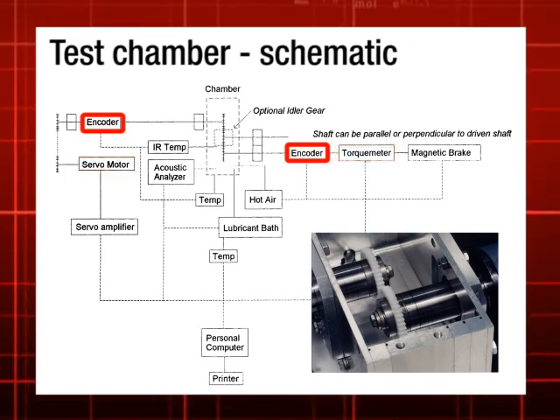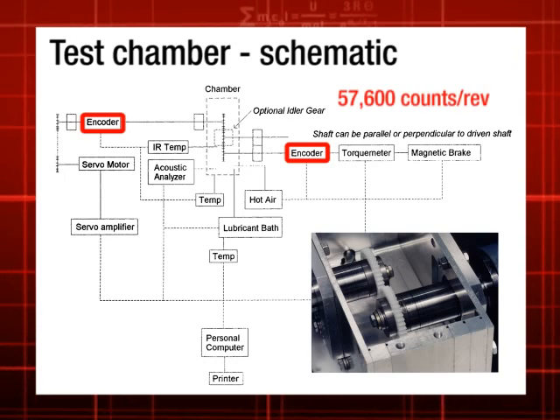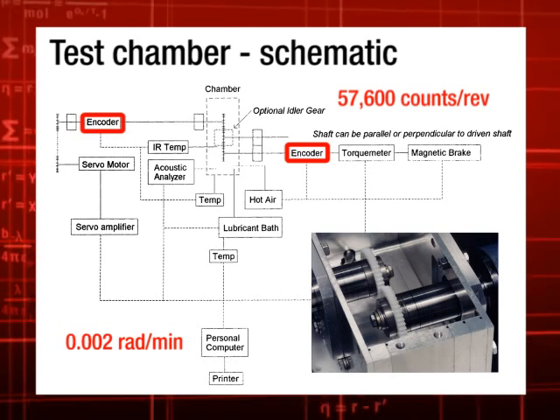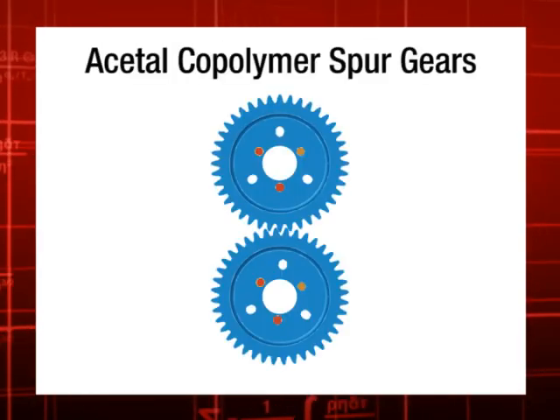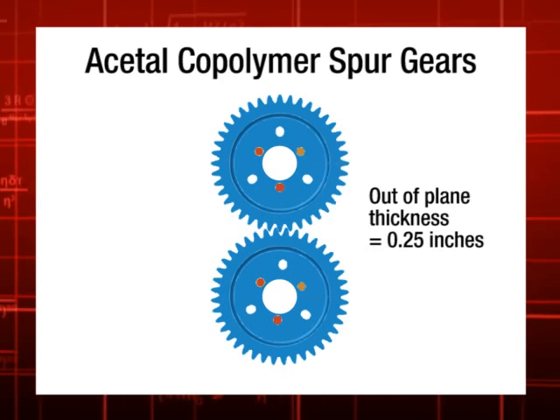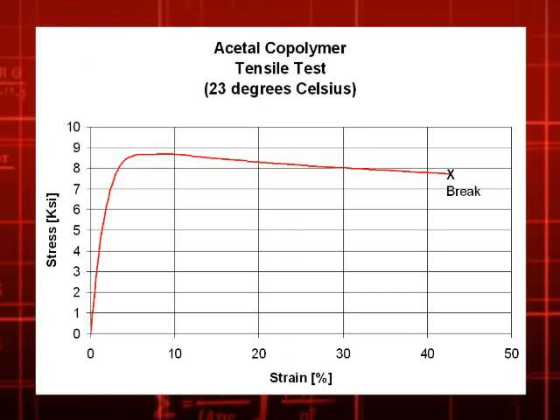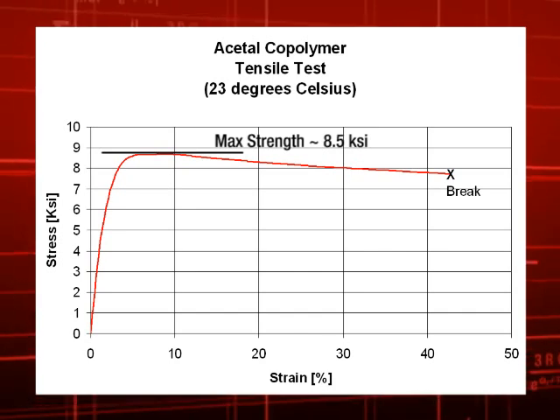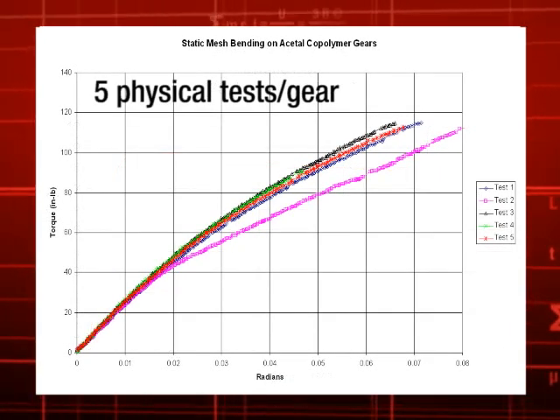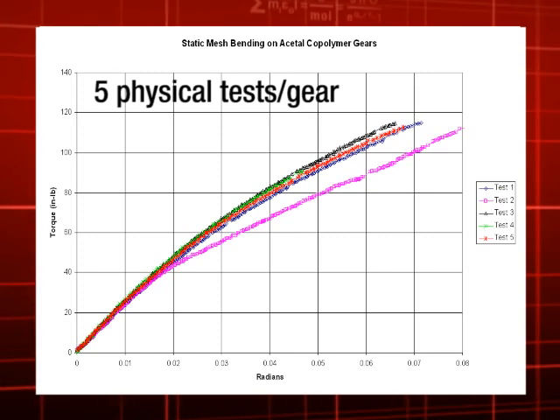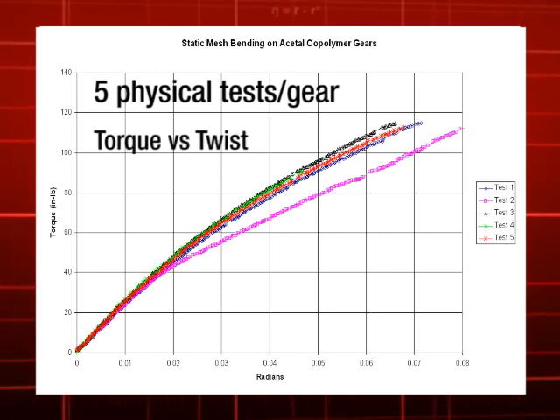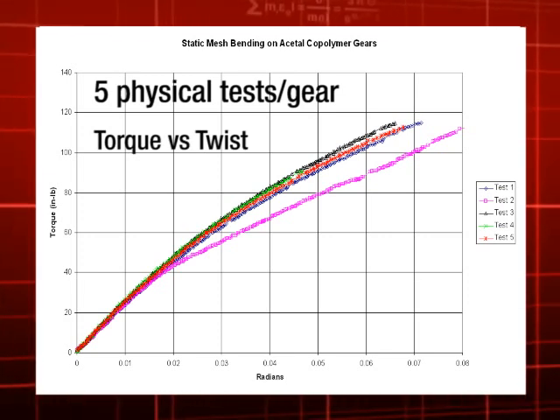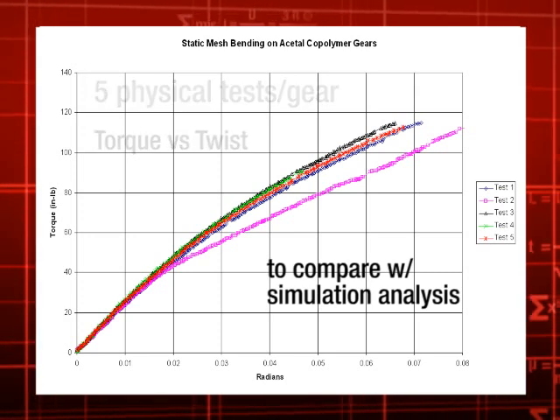These encoders have a positional accuracy of about 60,000 counts per revolution, and the rate of loading was about 2,000 radians per minute. The outer plane thickness of the gear rim is about 1/4 of an inch. The stress-strain data is shown here, where the maximum strength of the material is approximately 8.5 KSI. Five tests were made per gear at ambient conditions, and a plot of the applied torque versus the twist is shown here for all five tests that were very repeatable. One of those was used to compare with the results.